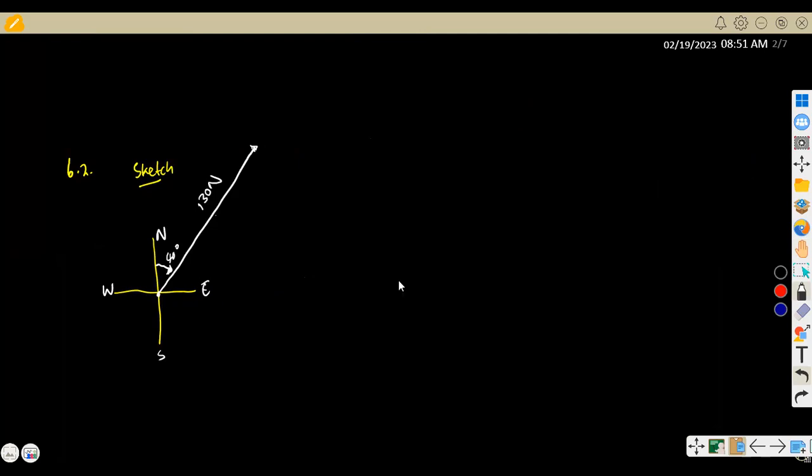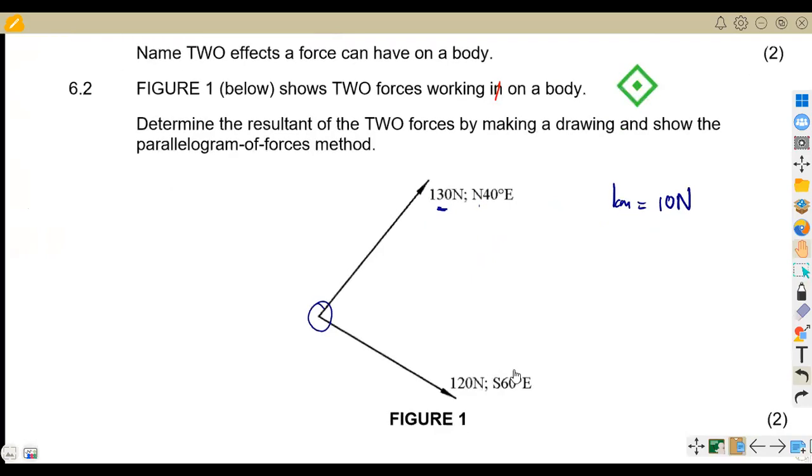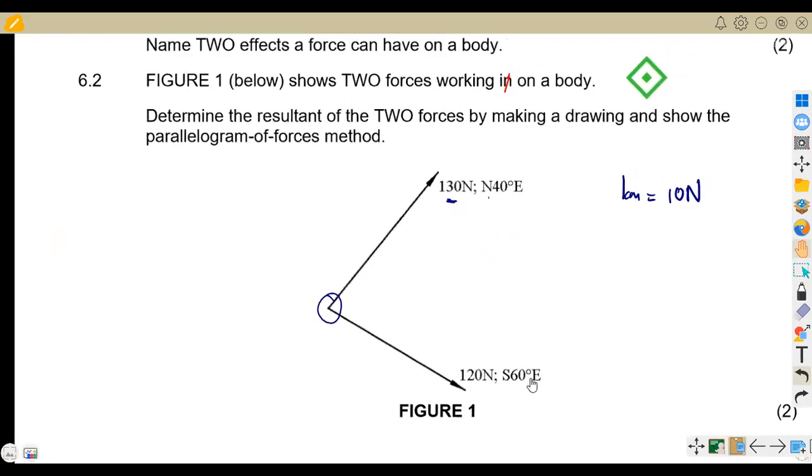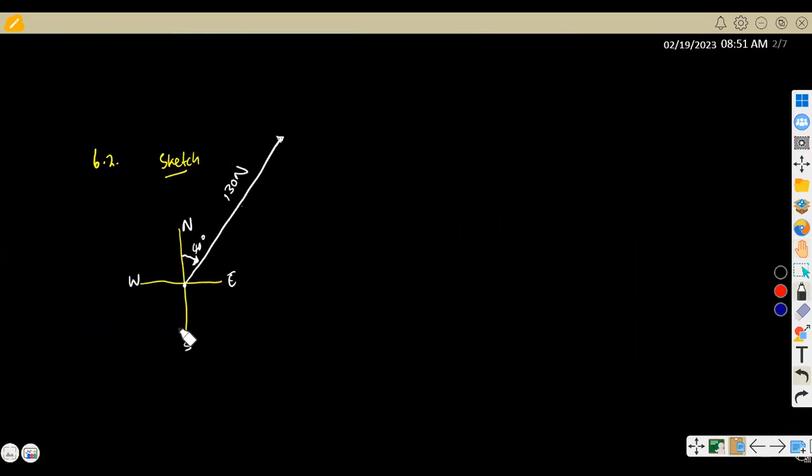From the same point, there is another force that we are given, which is 120 newtons at south 60 degrees to the east. So we are moving from this point from the south to the east. You measure 60 degrees from south to the east. This angle here must be 60 degrees. So this is where we are going to have our point. We measure 12 centimeters because that was 120 newtons. 120 divided by 10 is 12 centimeters, but you write it as 120 newtons.